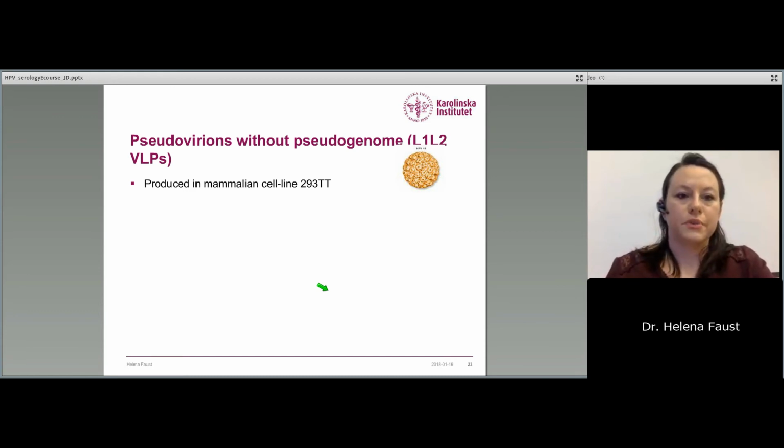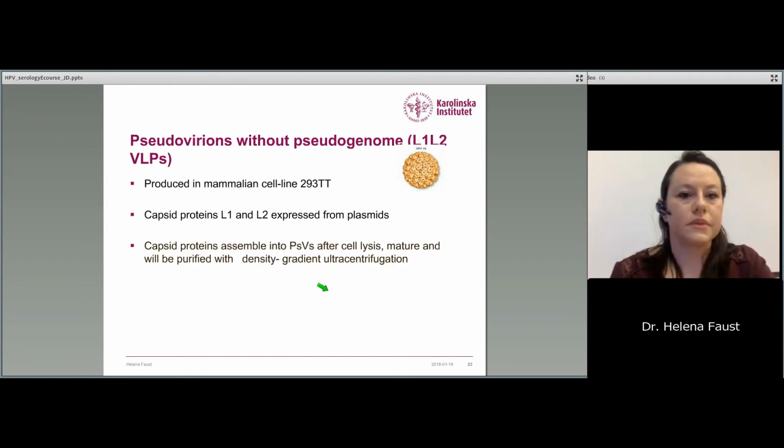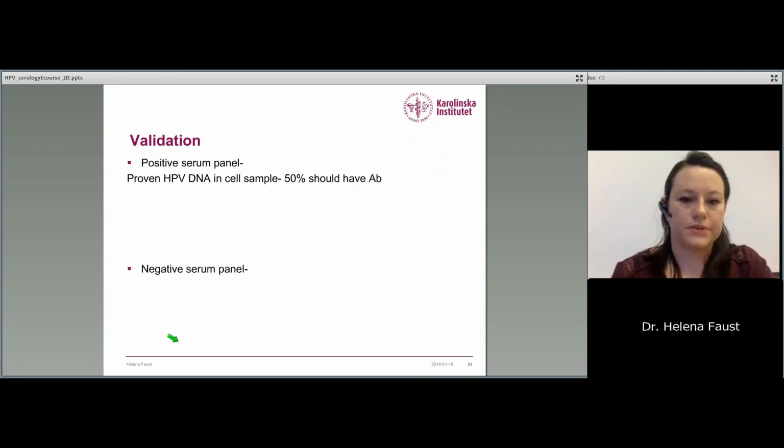Those pseudovirions are produced in the mammalian cell line 293TT. We have plasmids expressing both L1 and L2. From the cells, we gather pseudovirions by lysing the cells and purifying with density gradient ultracentrifugation. At the moment, we have constructs for 17 genital HPVs and also some skin-inhabiting HPVs and Merkel cell polyomavirus.